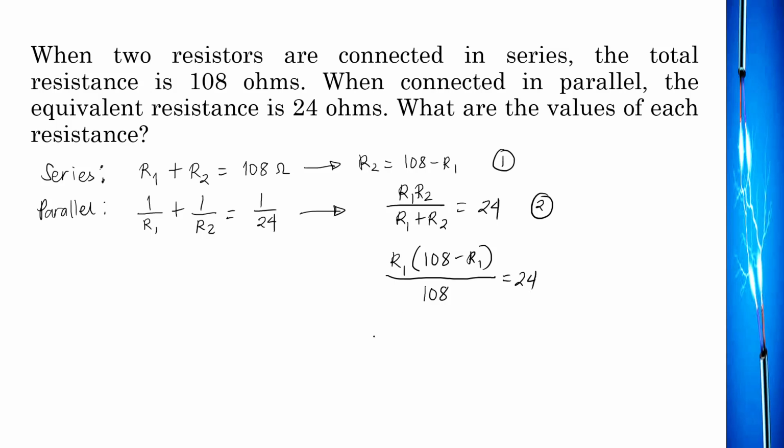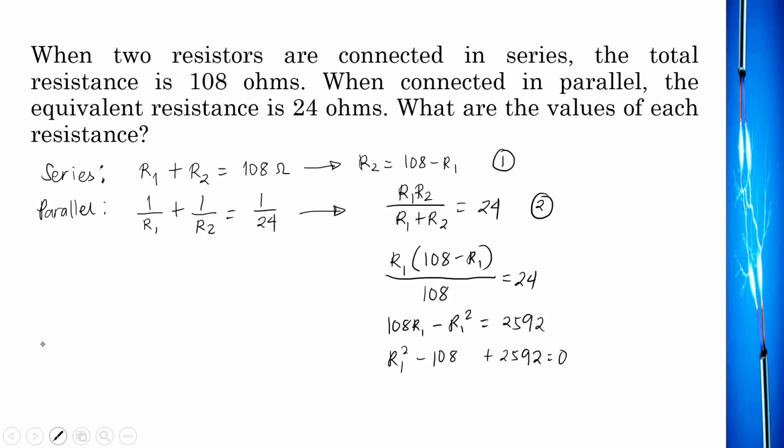So, and then, I can have here 108 R1 minus R1 squared is equal to, so cross multiply, 24 times 108 is 2592. And then you can have this quadratic equation. Tama ba, no? Ayan. Plus 2592 is equal to 0. Ngayon, syempre, marami kang paraan na pwedeng gawin. You can use cross, or you can use, ano ba tawag dun? Quadratic formula, no? Para madali mo makuha, no?